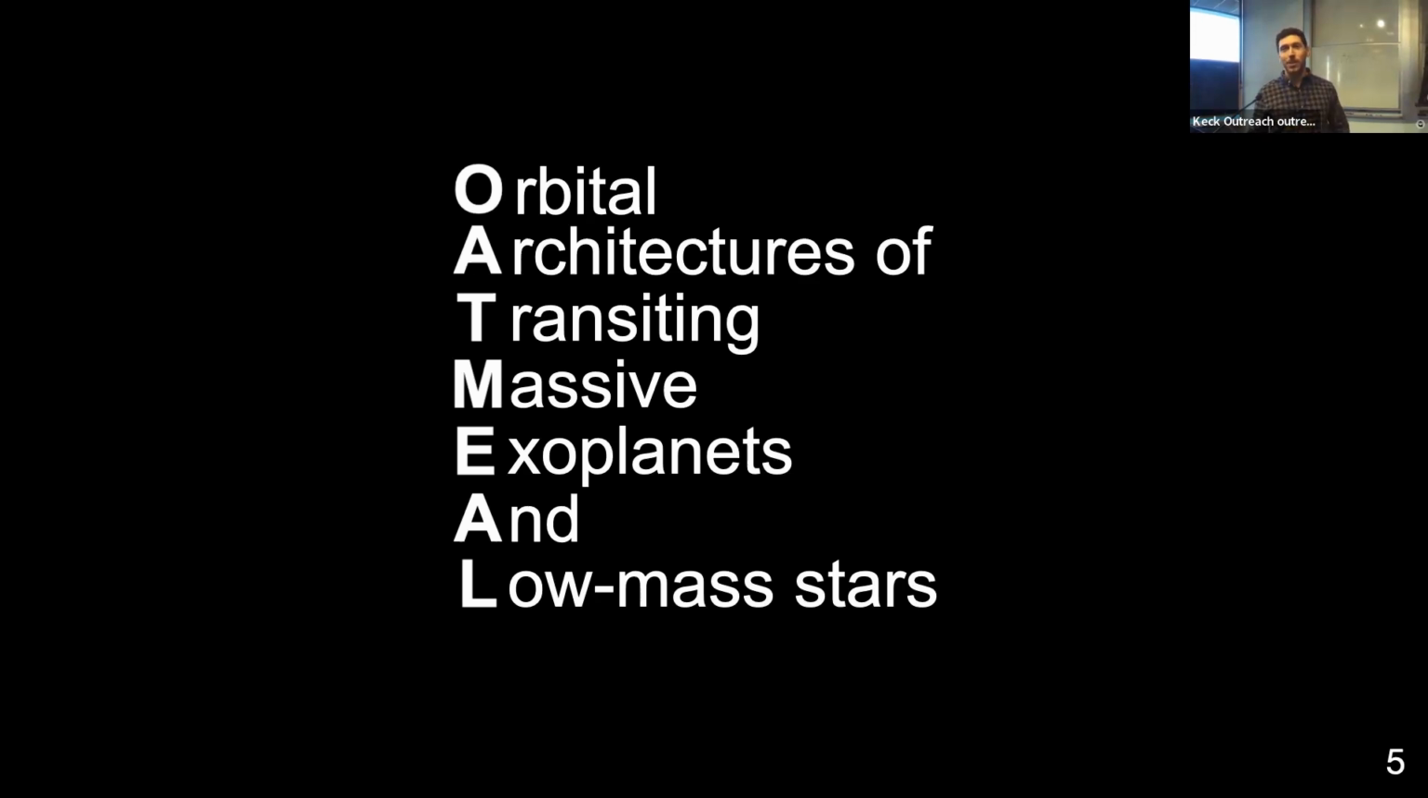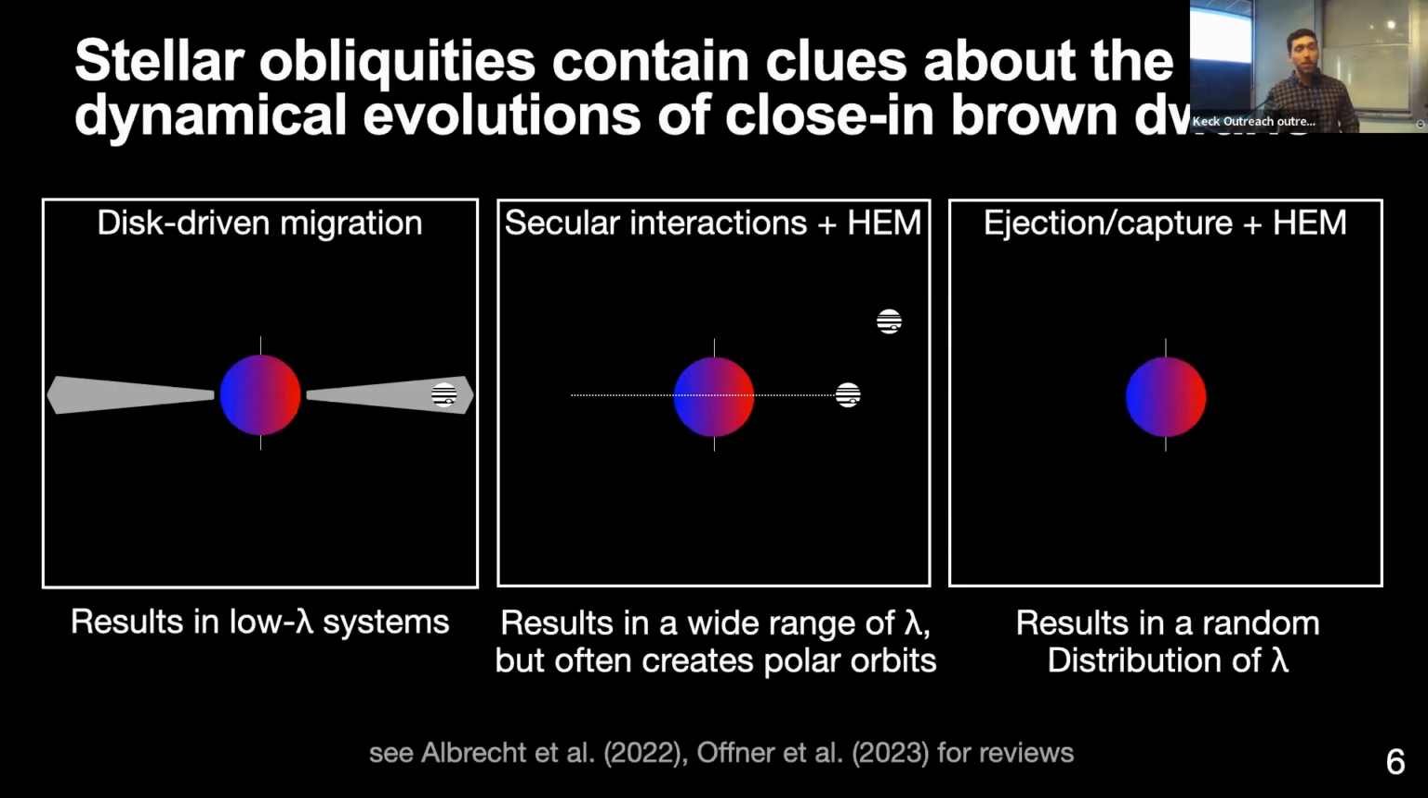So our objective is essentially to compile a more complete sample of stellar obliquities for these systems. Specifically, we want to access the dynamical histories of these really close-in brown dwarfs. I think that there are really three distinct mechanisms that can explain how these objects are getting to such close-in orbits. And luckily, they should all have distinct obliquity distributions. So all the lambda distributions for these three mechanisms should be different.